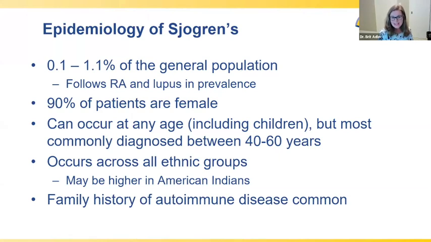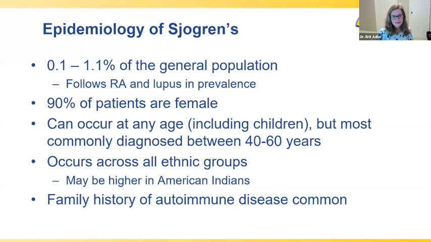It can occur at any age, including pediatric cases of Sjögren's, but most often it's diagnosed in middle-aged women between the ages of 40 to 60. And it really is seen across all ethnic groups. There are some studies showing that it may be higher in American Indians, maybe less prominent in African Americans, but the data is mixed here, and we really see it across all ethnicities and races.